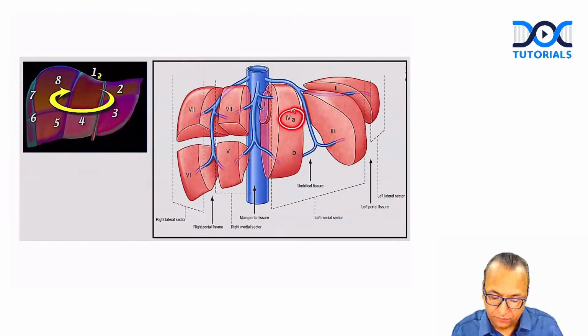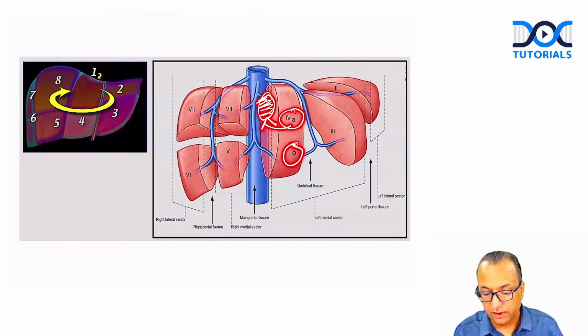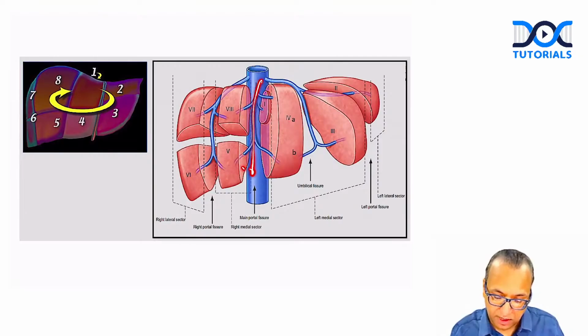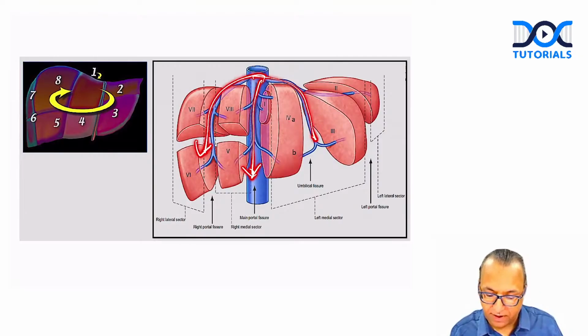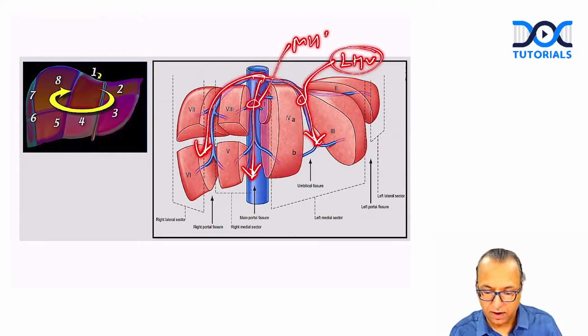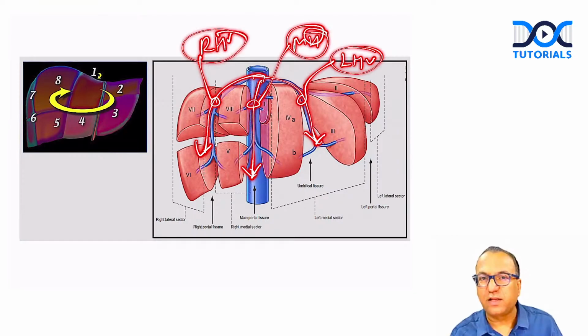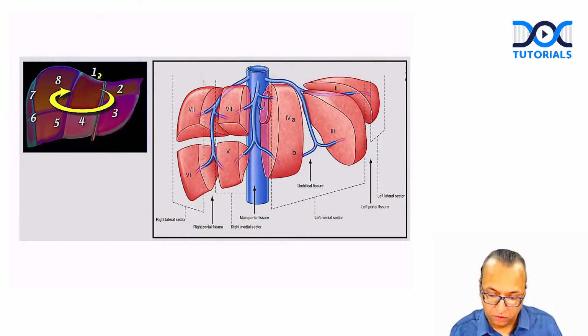Remember, segment 4 is large, so 4A, 4B. It is behind 4A that you have the caudate lobe. The caudate lobe has direct drainage into the IVC, though there are the middle hepatic vein, left and right hepatic vein. This is the left hepatic vein, that is the middle hepatic vein, and this is the right hepatic vein. But the caudate lobe doesn't drain into any hepatic vein. The caudate lobe drains strictly into the IVC.